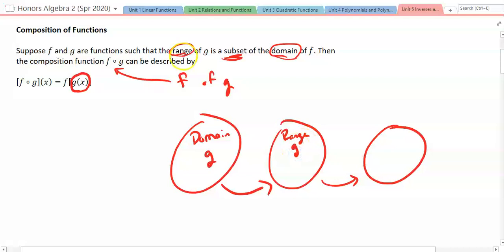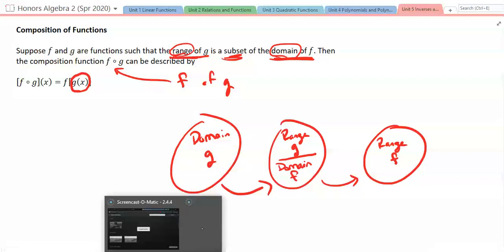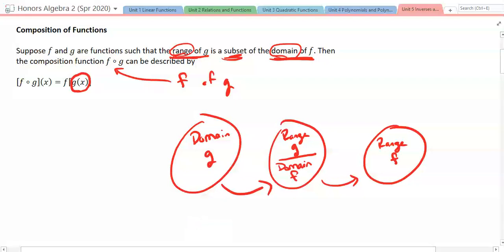But let's go back to that definition. It says that suppose that f and g are functions such that the range of g is a subset of the domain of f, which means if this is the range of g, it's also going to restrict any possible domain of my f function. And then, of course, I have the domain of f, which would give me the range of the f function. Now, again, in theory, this is a little bit complicated to understand in terms of how it works out. And so we're going to look at some problems to get a better grip on that. So let's take a look at example 1.